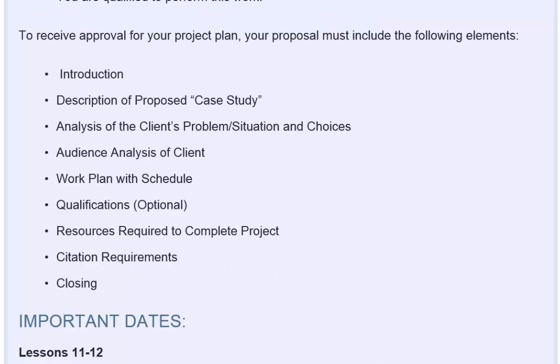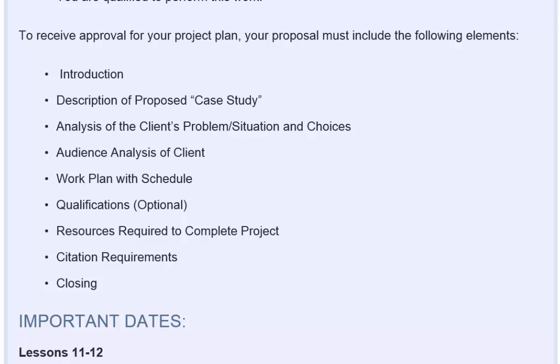Your instructor cannot approve your proposal unless you demonstrate that you have made appropriate and sufficient plans for your recommendation report project. In order to do that, you need to include some very specific components in your proposal. You should begin, of course, with an introduction, and then describe in detail the case study, in other words, the organization, and the problem that that organization is having. You need to analyze the organization's problem and the solutions that you are comparing. You need to analyze the audience.